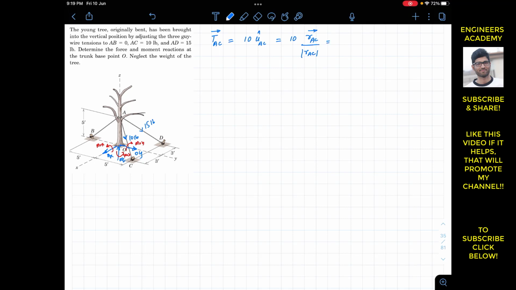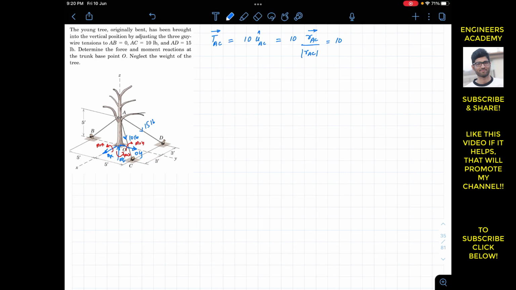Now, to find the position vector from A to C, we need to travel 5 feet in the negative Z direction, then we have to travel 5 feet in the positive Y, and then we have to travel 3 feet in the positive X. This is 3 feet, this is 5.